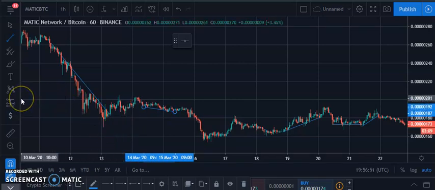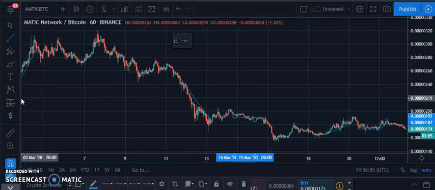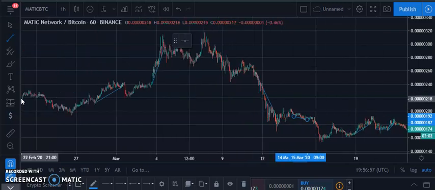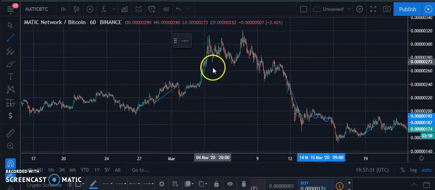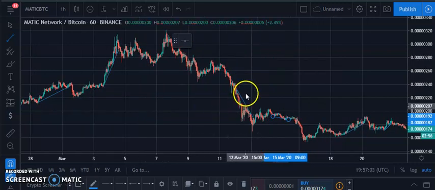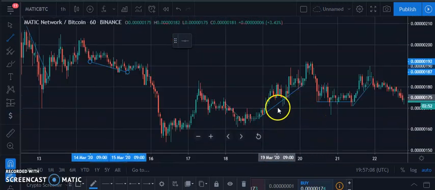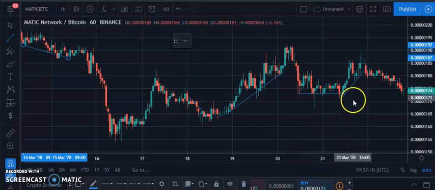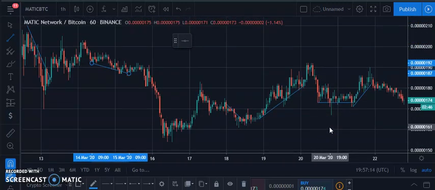So what we've actually succeeded in drawing is the trend lines. We've drawn the uptrend, downtrend, and sideways trend. This is an uptrend. This is a downtrend. This is a sideways trend. This is an uptrend. This is a sideways trend. This is equally an uptrend. So that's it for the trend lines.